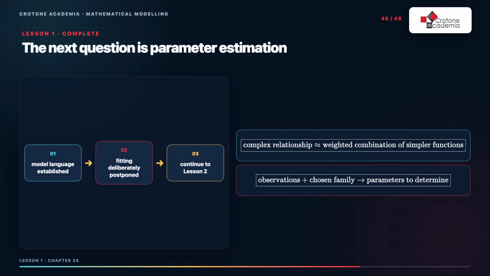One central question remains unanswered. When many observations do not lie exactly on the selected model, how should suitable parameter values be determined systematically? That question begins Lesson 2.